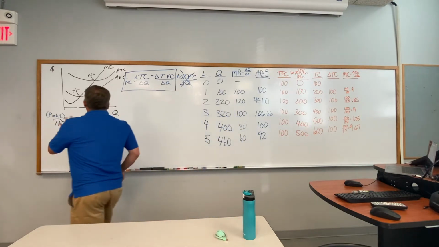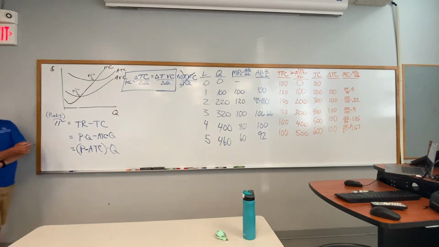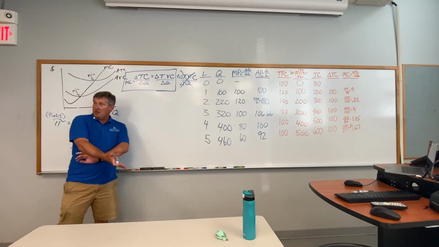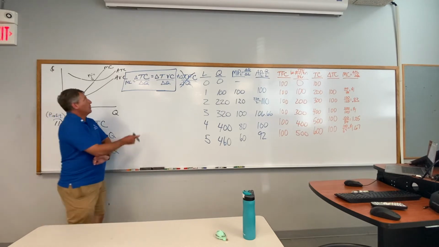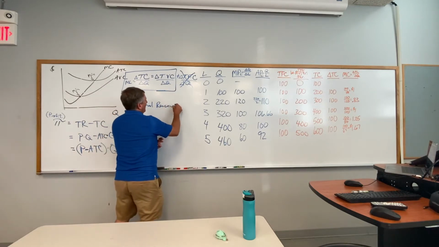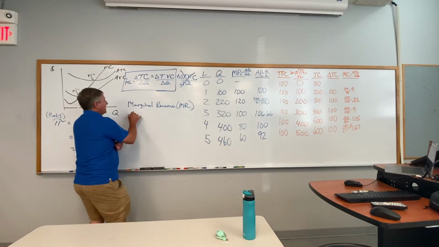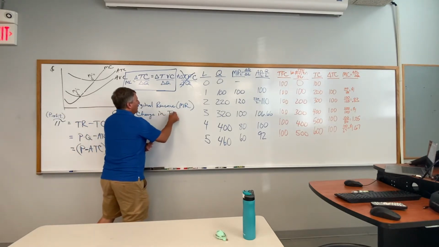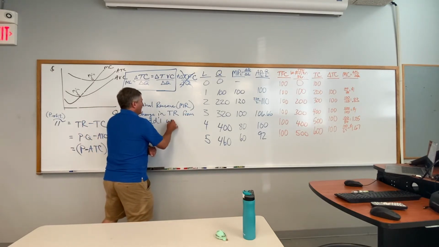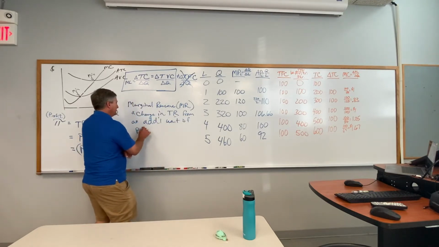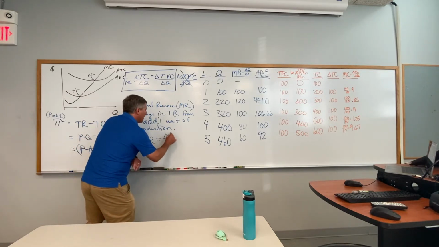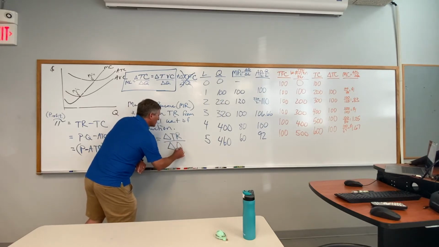Okay, and so then what I wanna leave you with as we move into our break is this side of the equation. If I produce another hamburger, how much am I going to be able to get for it? So marginal revenue, MR, is the change in total revenue from an additional unit of production. From a formula standpoint, marginal revenue is equal to the change in total revenue over the change in quantity.